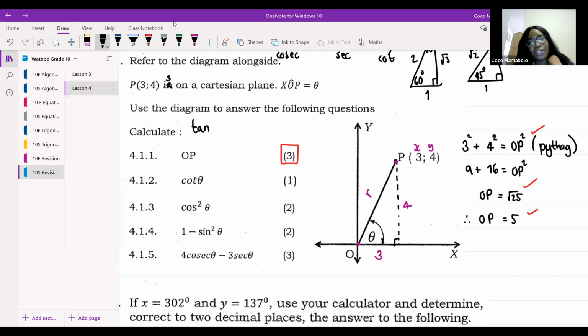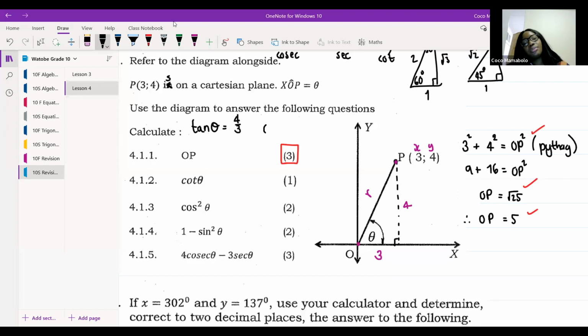We know that tan of theta is going to be y over x. So tell me in the chat, if we had to use this diagram over here, what would tan of theta be? Tan of theta would be my opposite over my adjacent, or my y over my x value, which is 4 over 3.